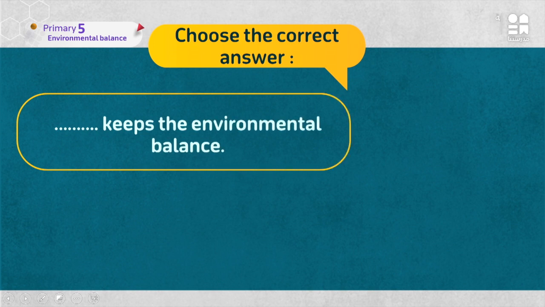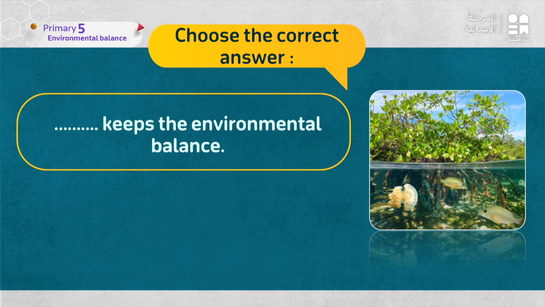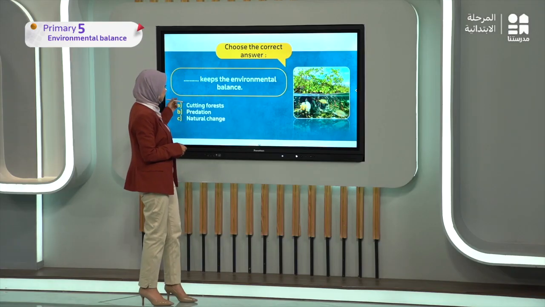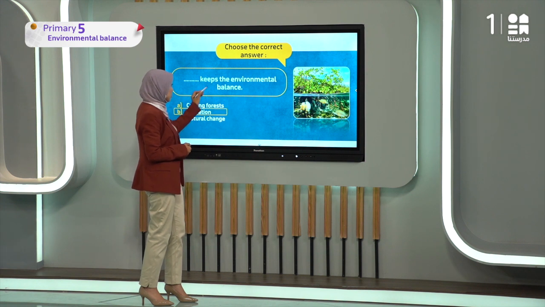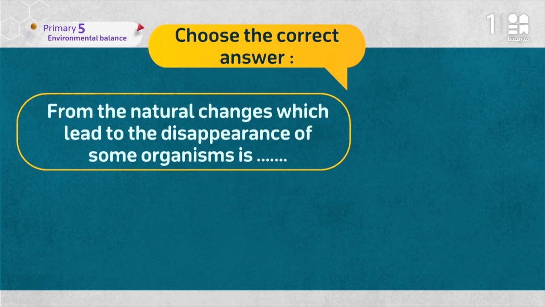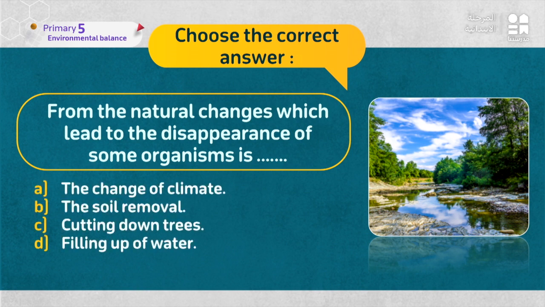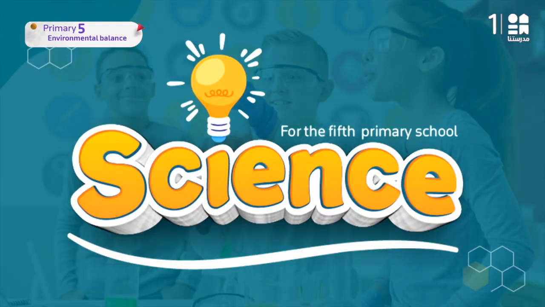Now, choose the correct answer. Which, okay, in here keeps the environmental balance: cutting forests, predation, or natural change? For sure, the predation which keeps the environmental balance. Okay, and now, which of the natural changes leads to the disappearance of some organisms: change of climate, soil removal, cutting down trees, or filling up of water? For sure, the change of climate.